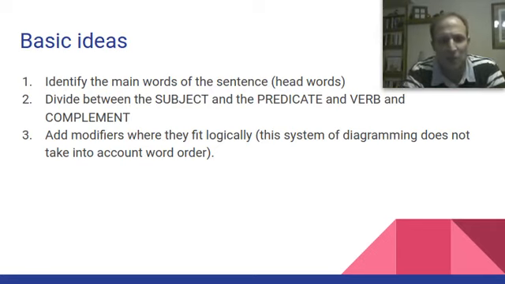Number two, divide between the subject and the predicate and the verb and its complement. So we'll talk about how this is done as we move forward here in just a minute, about how graphically we can represent these major divisions in the sentence. And then finally, adding modifiers where they fit logically. And as we've already seen, this system of diagramming does not take into account word order. It doesn't take into account the literary order as Reed and Kellogg expressed it, but rather the logical relationship.